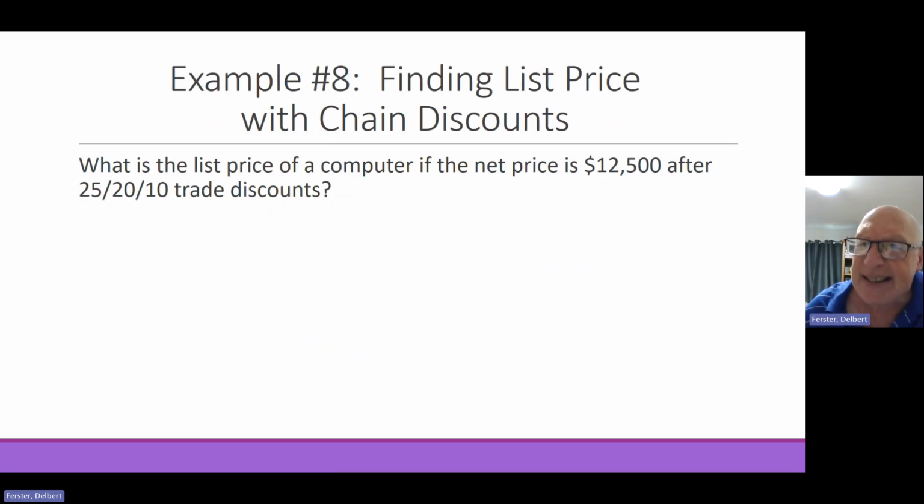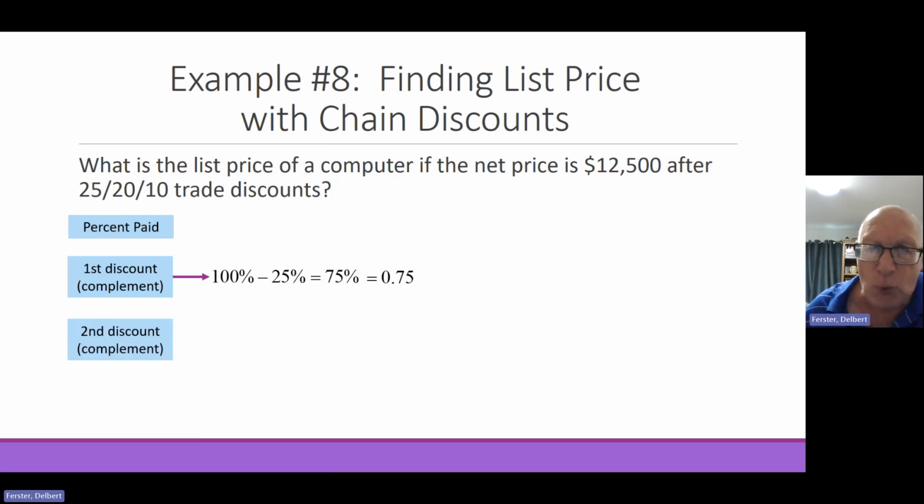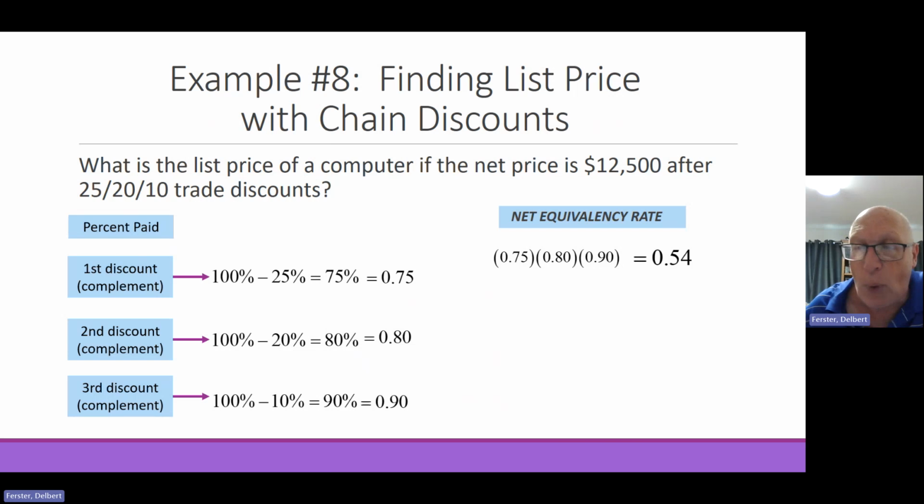Here's number 8, where we've got that same kind of an idea where once again, we're trying to find out what was the list price. This time we've got that chain discount idea at 25, 20, and 10. Here comes some ideas of complements. You shouldn't be shocked. For the 25%, for the 20%, and for the 10%, you know what we're going to do. We're going to multiply those babies together. So if we do it, 0.54, we caught a break here. We don't have a lot of ugly digits, but that's nice. So in effect, what we're paying is 54% of what the original list price was.